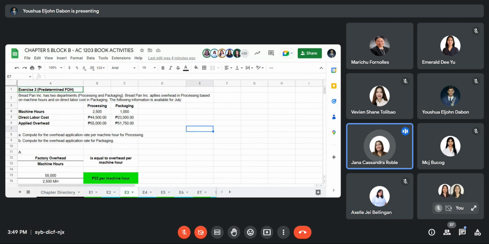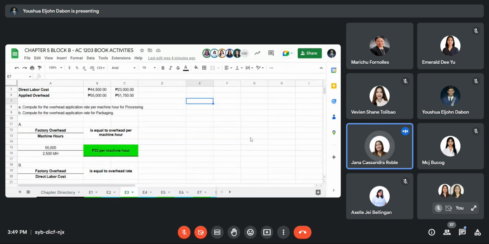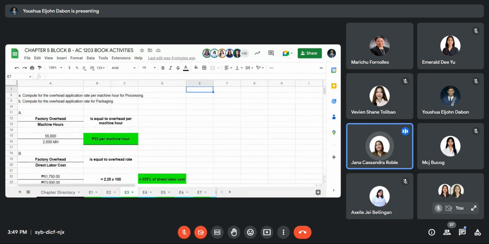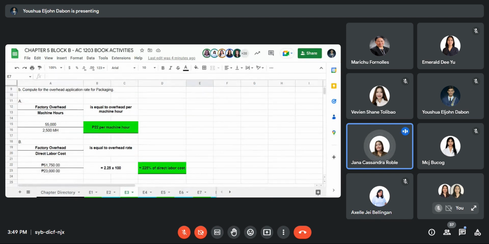We need to compute the overhead application rate per machine hour for processing. The formula used is estimated factory overhead divided by estimated machine hours. So we divide 55,000 by the 2,500 machine hours of processing. So it is 22 pesos per machine hour.